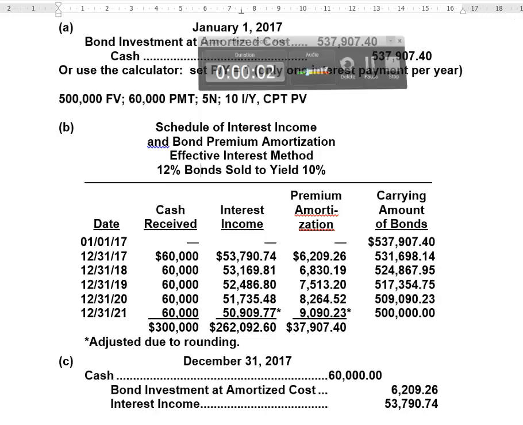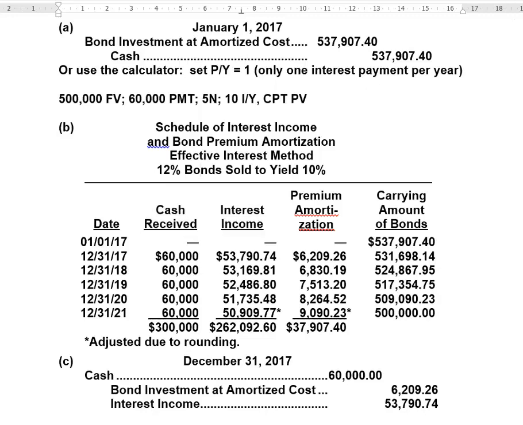Hi folks, welcome to this video on an amortized cost bond investment where the bond trades at a premium. So now we're going to do a few things with this problem. We are going to make the journal entry to issue the bond investment. We are also going to create an amortization table so that we can prepare journal entries to record interest income for every period that the bond is outstanding.